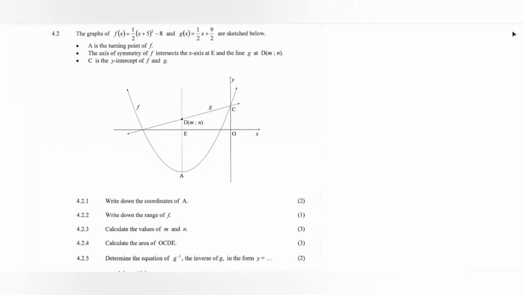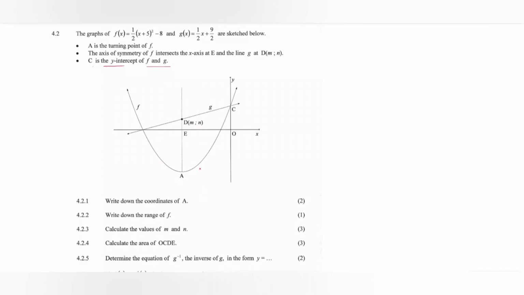4.2, the graphs of f of x is equal to half x plus 5 squared minus 8 and g of x is equal to half x plus 9 over 2 are sketched below. A is the turning point. The axis of symmetry of f intersects the x-axis at E and the line g at D. Then C is the y-intercept of f and g. First question reads, write down the coordinates of A.